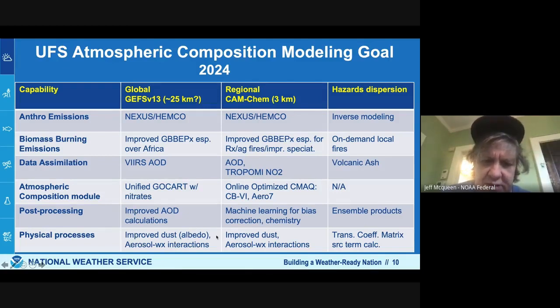And physical processes are basically, we want to get to a place where the aerosols impact weather. That's really the goal, but we have to improve. And by using data simulation, we probably will. Without data simulation, we may not be able to do the aerosol radiation interactions, but with it, we can. So that's what I have.